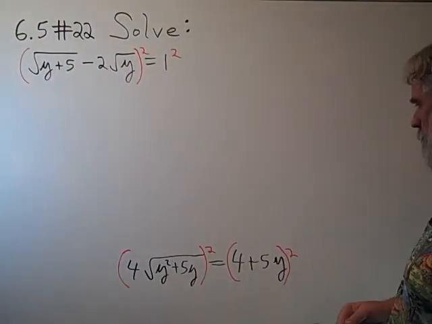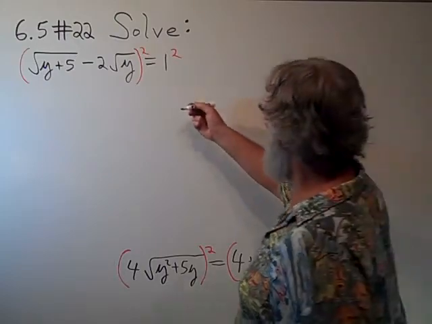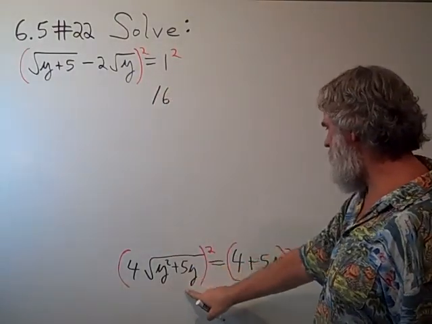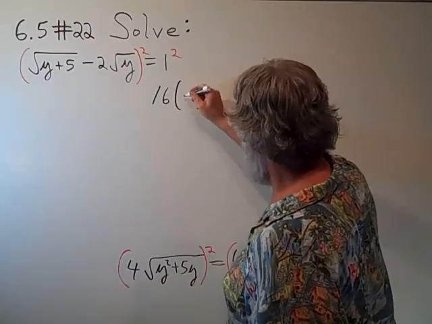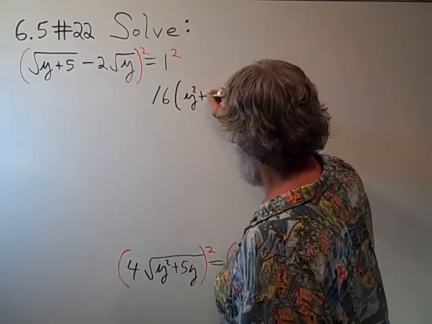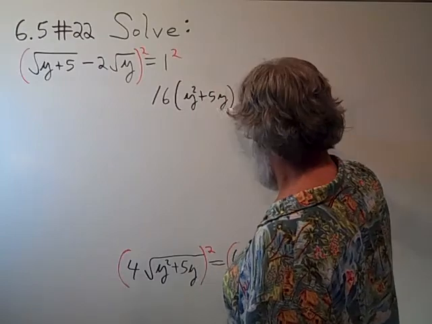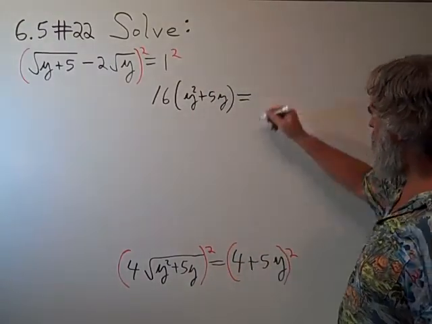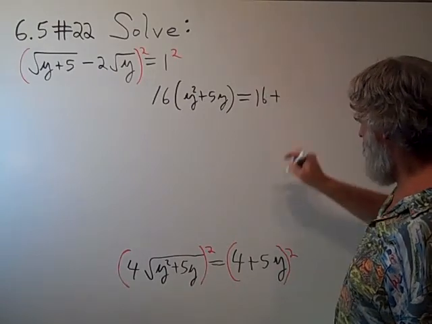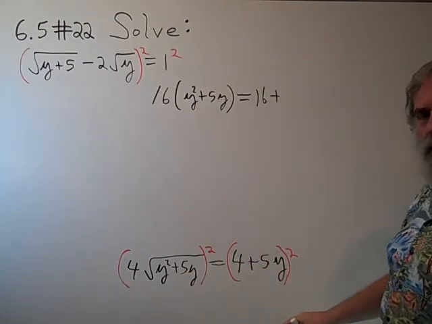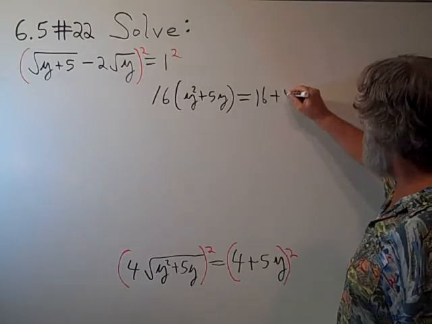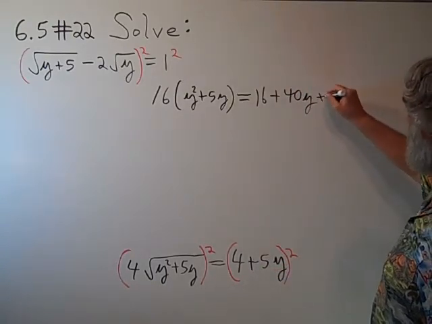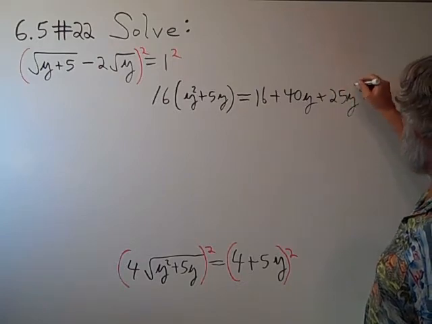Okay, so we have 4 squared is 16. The radical square just leaves what's under the radical. On the other side, we have 4 squared is 16. 4 times 5y is 20y, and if you double 20y, you have 40y. And then 5y times 5y, 25y squared.